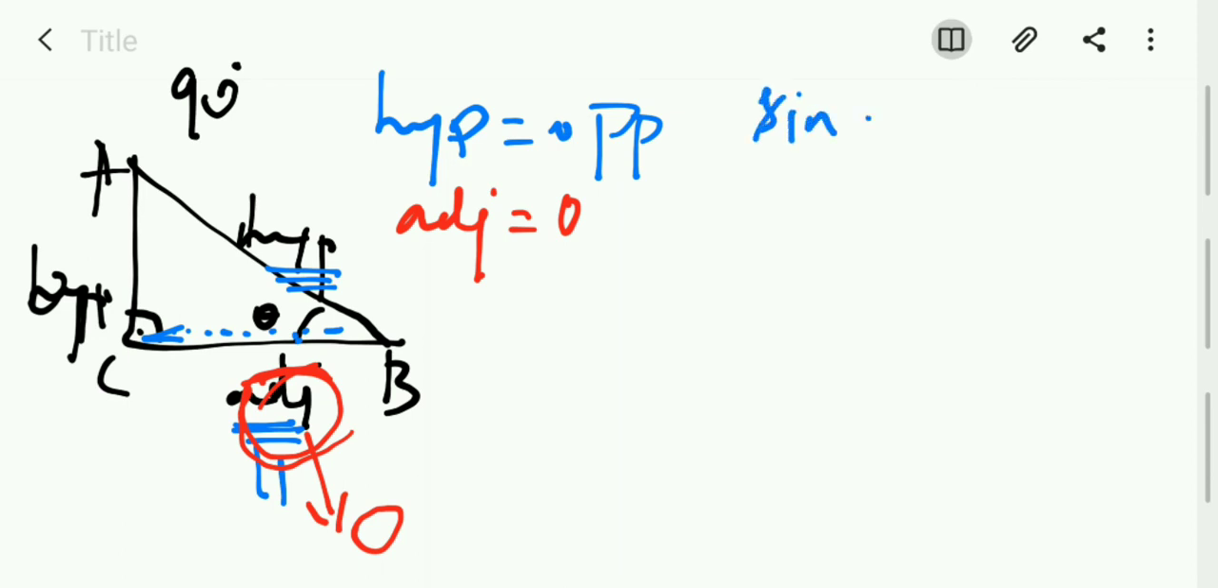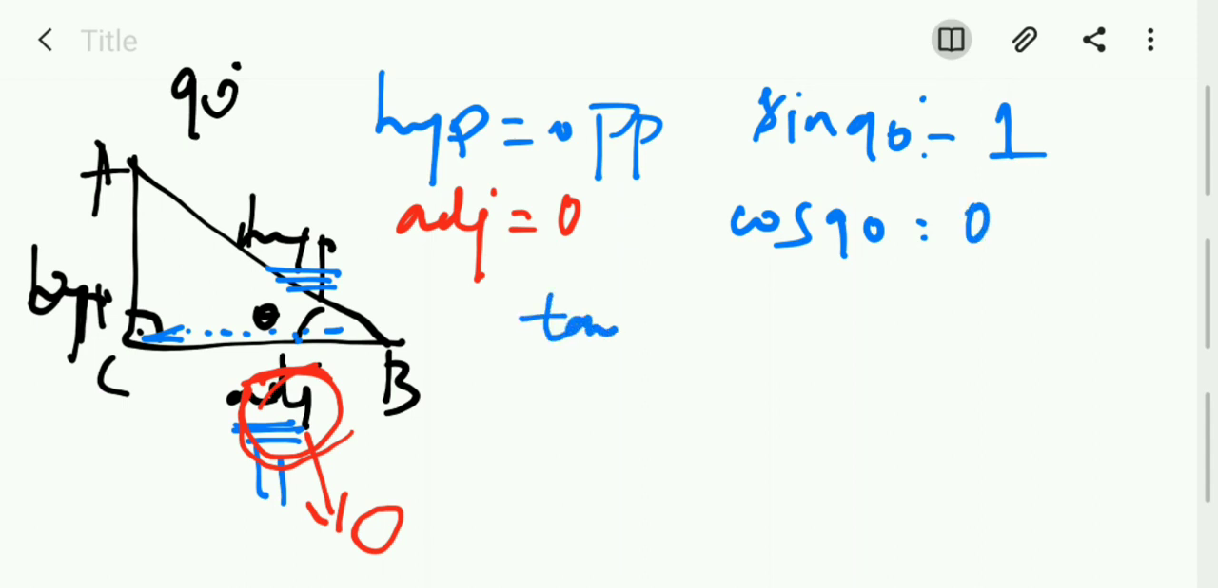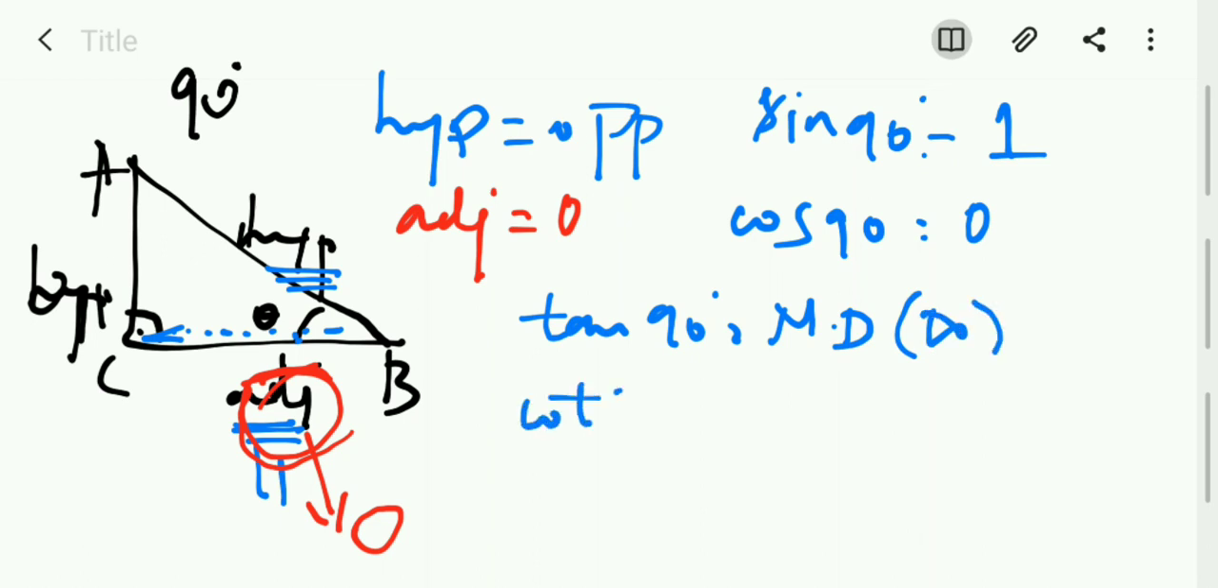Now what is sine 90? Opposite by hypotenuse, since both are equal, 1. Now what is cos 90? Since adjacent is 0, 0 divided by anything is 0. And what is tan 90? 1 divided by 0, that is sine divided by cos, which is not defined once again, or infinity. And what is cot 90? It is reverse, that is cos by sine, or reverse of tan, which is nothing but 0.